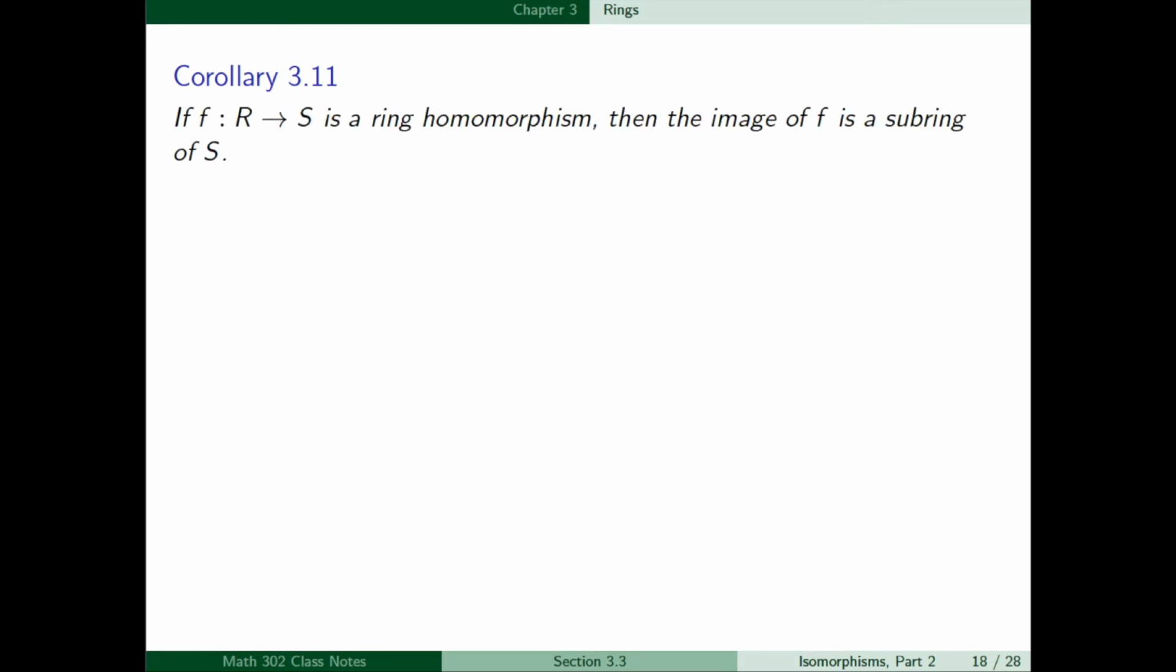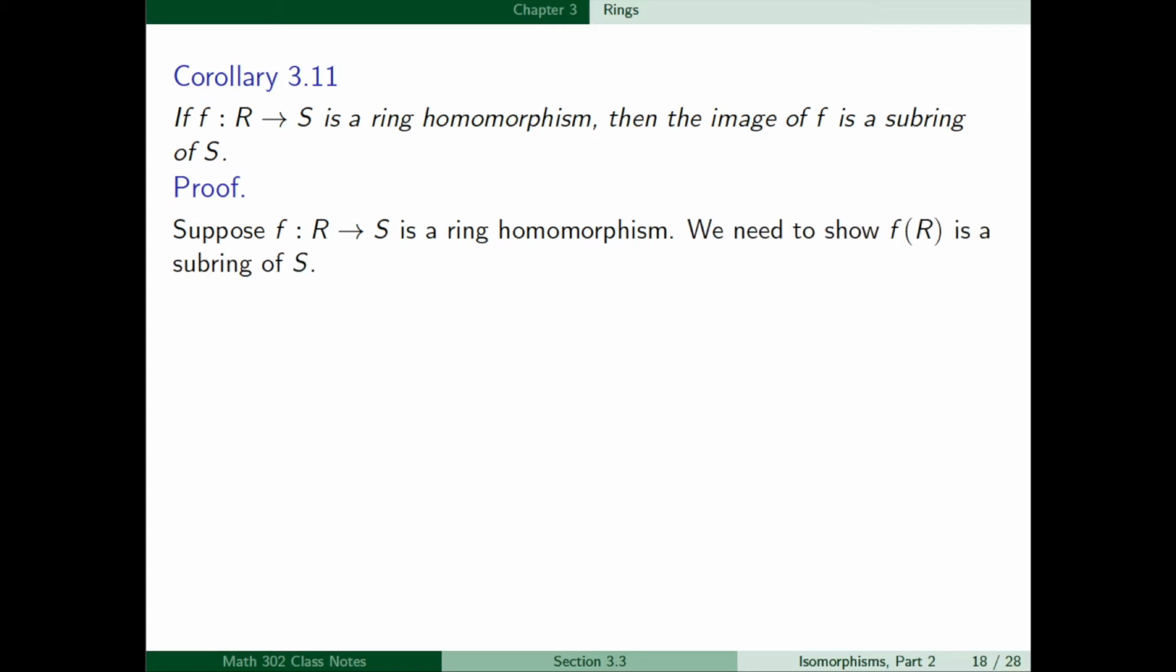And we have a corollary to the theorem. Corollary 3.11 tells us that if f from R to S is a ring homomorphism, then the image of f is a subring of S. And so to prove this, let's suppose that f from R to S is a ring homomorphism, and we need to show that the image of f of R is a subring of S.